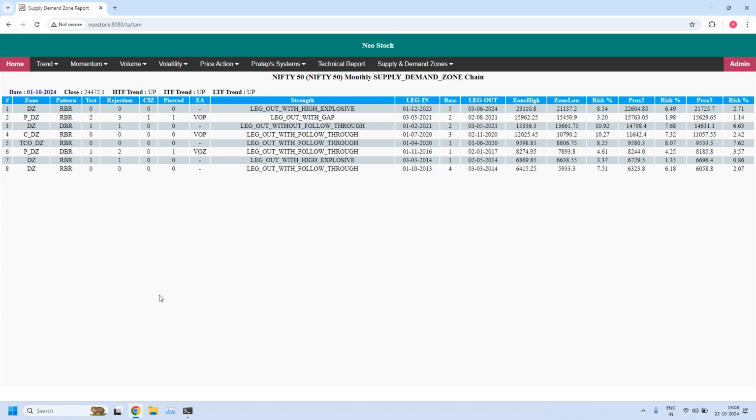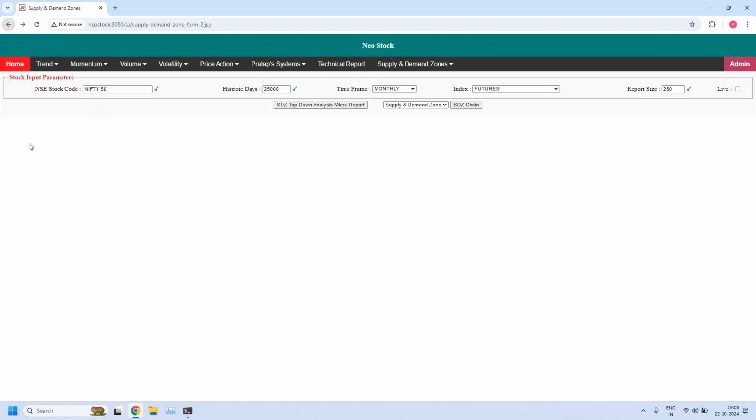This is the way you should understand the remaining reports, and also don't forget to pause the video before you move on to the next reports. Okay, next for NIFTY, I'm changing the time frame to weekly and generating weekly supply demand zone chain for NIFTY.